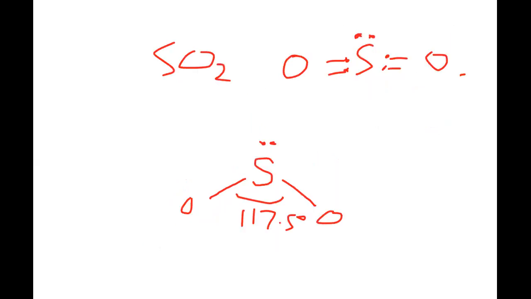Next, when there are 3 pairs around the atom, but one is a lone pair. Because of the lone pair, the repulsion increases. Angle decreases by 2.5 degrees to 117.5 degrees.